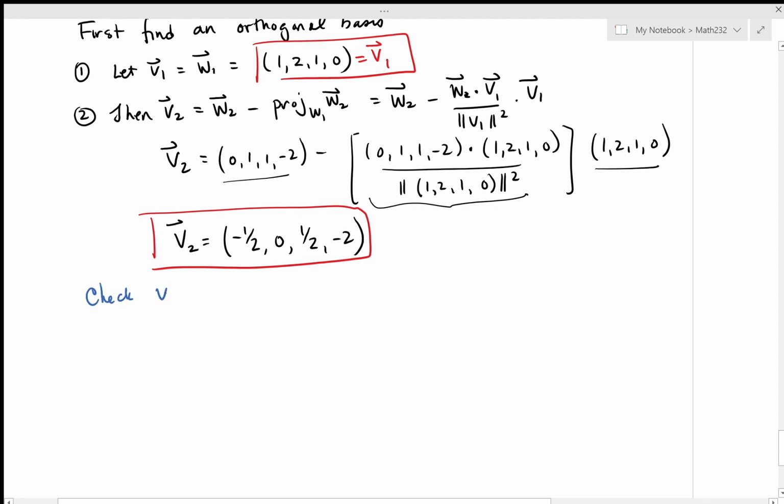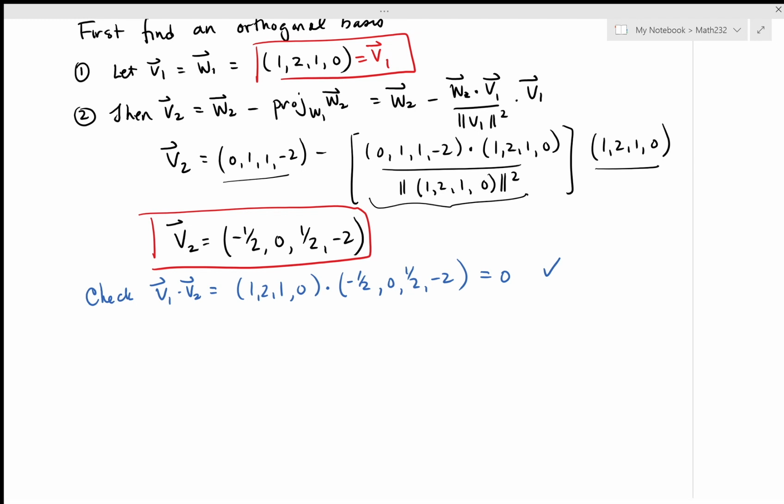You just say V1 times V2. That's equal to 1, 2, 1, 0, and then I take the dot product with this, like that, and it comes out to 0, and I think, oh, thank goodness, right? So V1 and V2 are orthogonal. So then I can move along to the next step of the program.